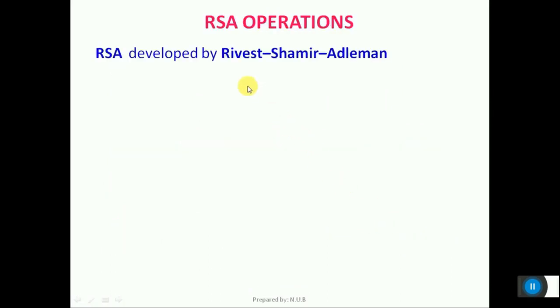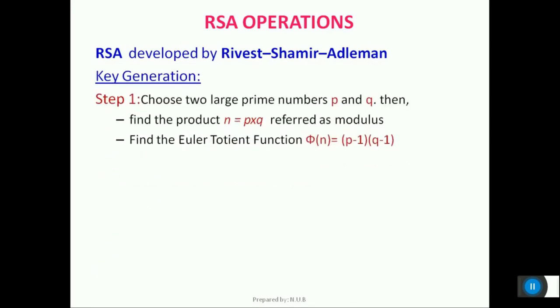Now let us look at the RSA algorithm. RSA was developed by the mathematicians Rivest, Shamir and Adleman. The first step in the RSA algorithm is key generation. For that, let us select two very large prime numbers, P and Q, and find the product of them, N, which is the modulus, equal to P into Q. Also let us find Euler's totient function, phi of n, which is equal to (P minus 1) into (Q minus 1).